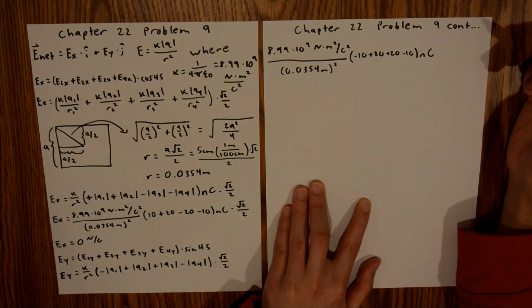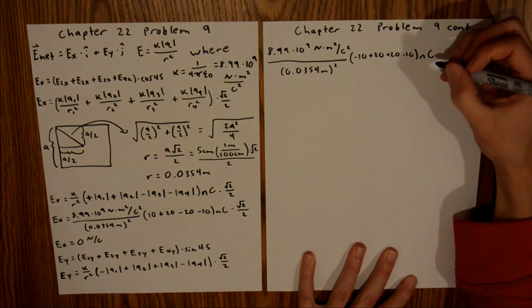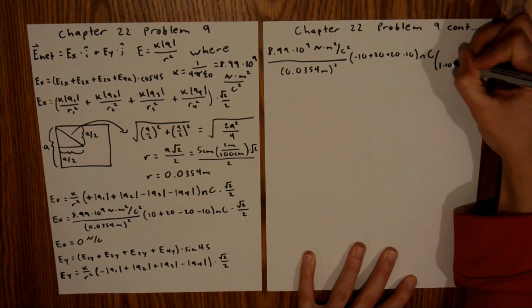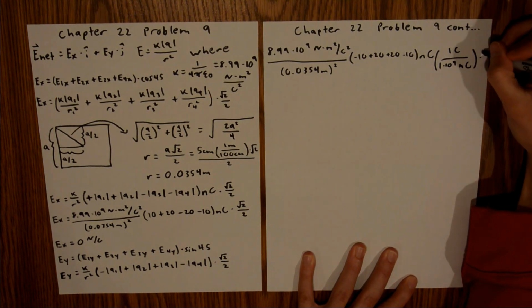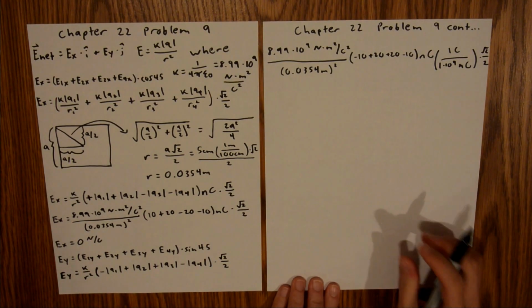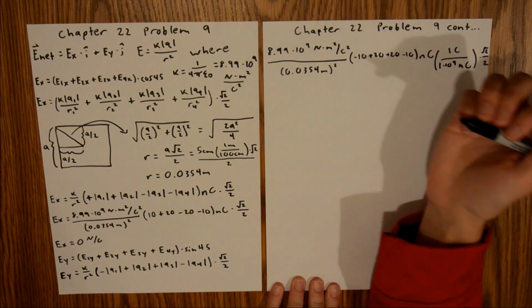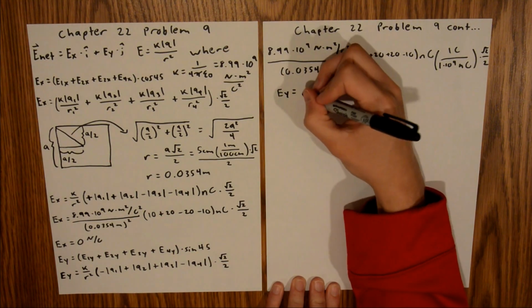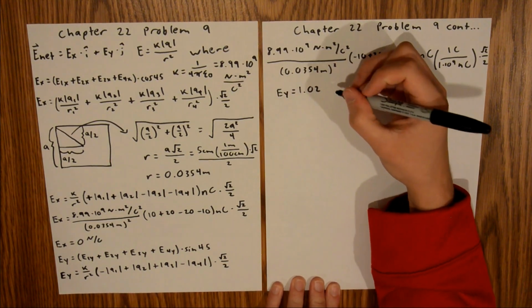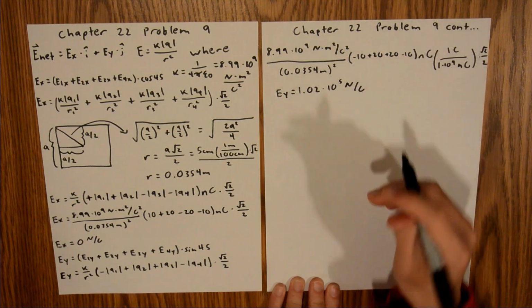And in this case, our magnitude here is not going to be 0, and so we do need to do the unit conversion. And so we know that 1 times 10 to the 9th nanocoulombs are in 1 coulomb, and then that's going to be times the square root of 2 over 2. And so that whole expression is equal to Ey. And so if you plug that into your calculator, you should find that Ey is equal to 1.02 times 10 to the 5th newtons per coulomb.